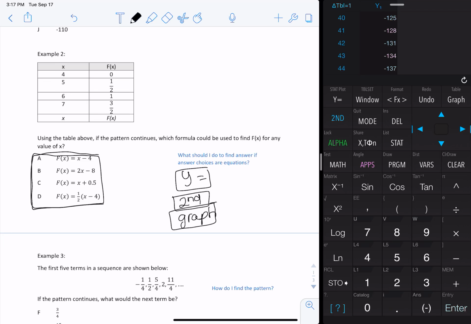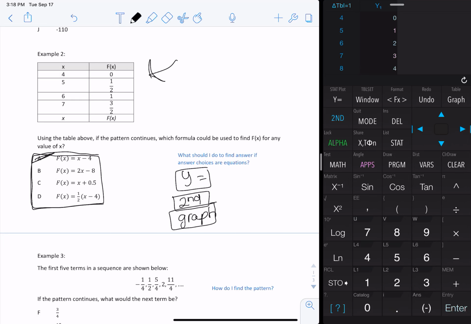So if we try answer choice A, we go to y equals, we clear what's there, we type x minus 4. Now we want to go to the table, so second table. This table here starts where x is 4. My table is still at 40, so I'm going to go second window. Instead of starting at 40, I want to start at 4, second table. All right, this says I have 4, 0, so that works. 5, 1, but this table doesn't have 5, 1, so A cannot be the answer because they don't match.